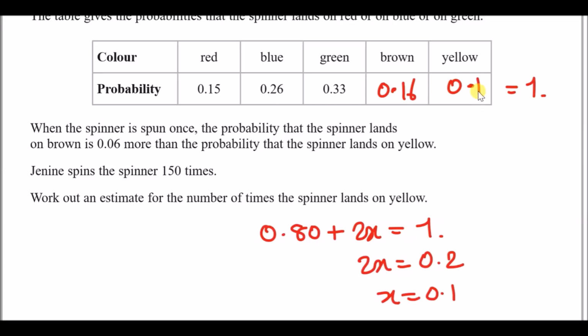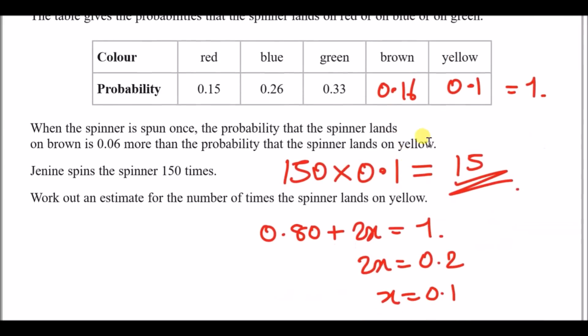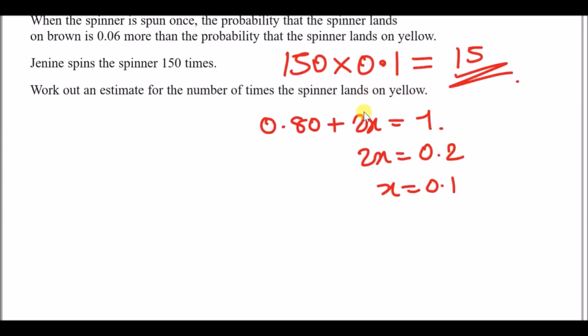So what do they want us to do? Janine spins the spinner 150 times. Work out an estimate for the number of times the spinner lands on yellow. So you basically want to spin it 150 times. How many times does it land on yellow? Well, 150 times the probability of it landing on yellow, which is 0.1. This is going to be easy maths, but as always, put this in the calculator and you should get 15. That's it, so you've got 15 times. And you get 4 marks for that, so it's not really too bad.